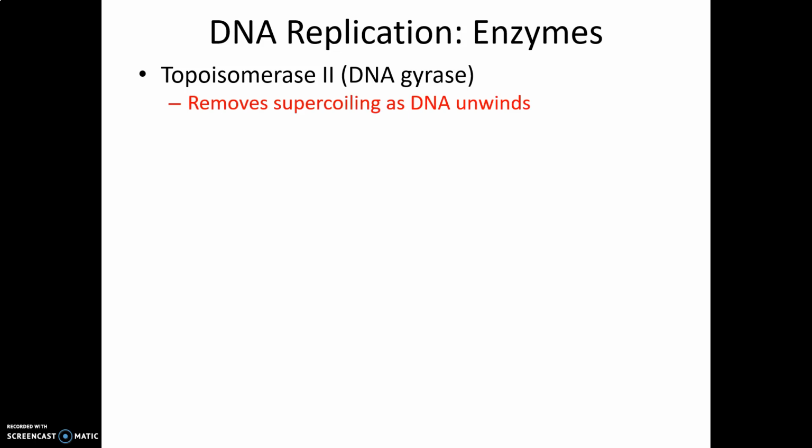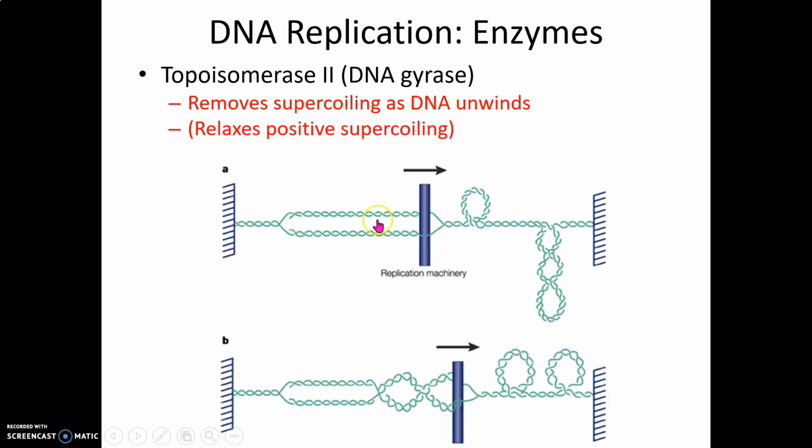Topoisomerase 2, also known as DNA gyrase here, its job is to remove supercoils. So remember, we talked about this previously and we said it can introduce and relax them. So topoisomerase 2 is going to relax positive supercoils, which means it can introduce negative ones. And remember, we said that our DNA has this negative supercoiling that allows it to open up. So we're going to relax positive supercoils. This is topoisomerase 2, also called DNA gyrase.